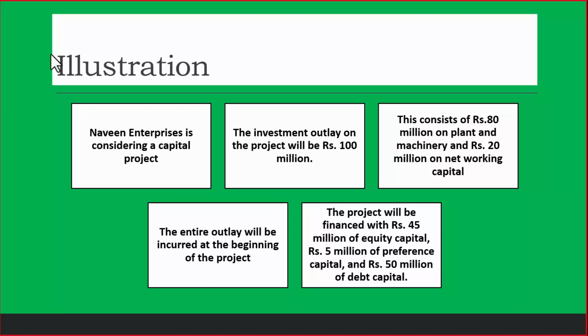The entire outlay will be incurred at the beginning of the project. So all this money, 100 million, will be spent in the beginning of the project. The project will be financed with 45 million of equity capital, 5 million of preference capital and 50 million of debt capital. So basically, of the 100 million, 45 is from equity, 5 from preference capital and 50 from debt capital. Okay, read further.